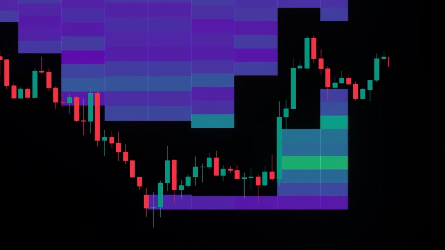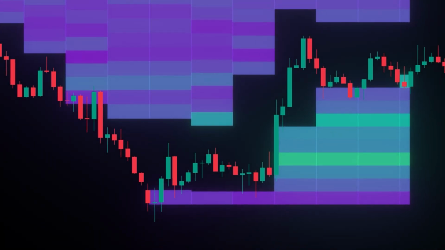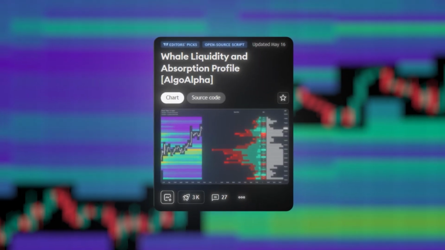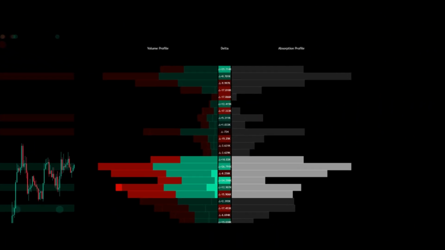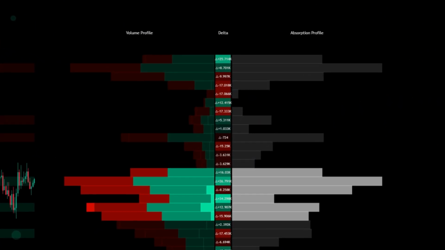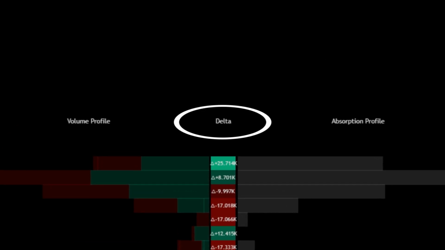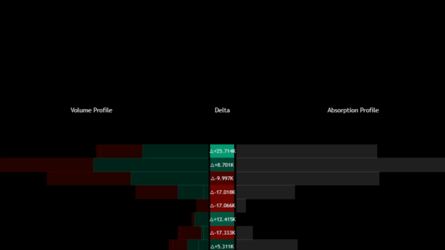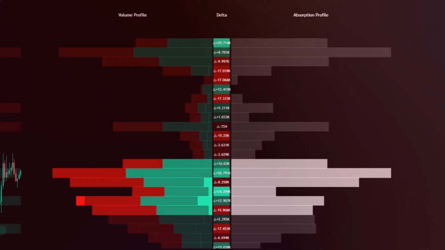This is one of the most advanced volume-based indicators we've ever released, and TradingView selected it as an editor's pick. It's called Whale Liquidity and Absorption Profile. And unlike traditional volume profiles, it doesn't just show where volume happened. It reveals who was aggressive, who got absorbed, where liquidity is building, and where price is most likely to react.